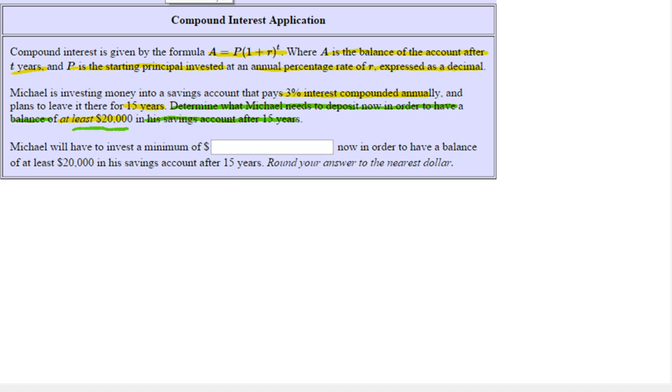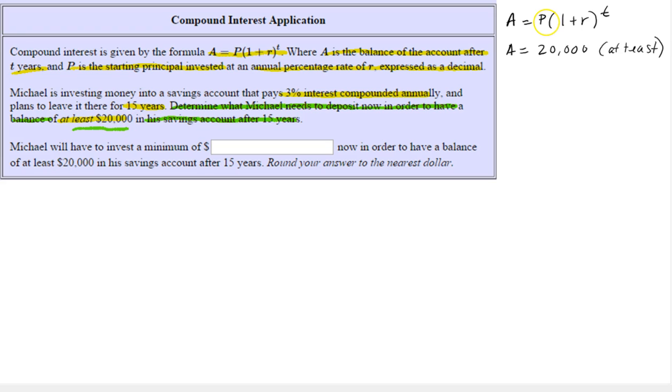So let's just write what they've given us and what we need to find. So here's the formula, A equals P times 1 plus R to the T. Now I'm going to start with A because it's first. They told us that they want the balance at the end of the 15 years to be at least $20,000, and that's what A represents. And I'm just going to put a little note here, at least, because it didn't say exactly 20,000, it says at least 20,000.